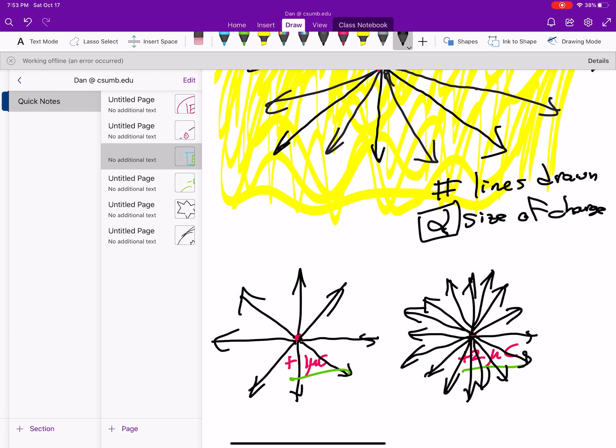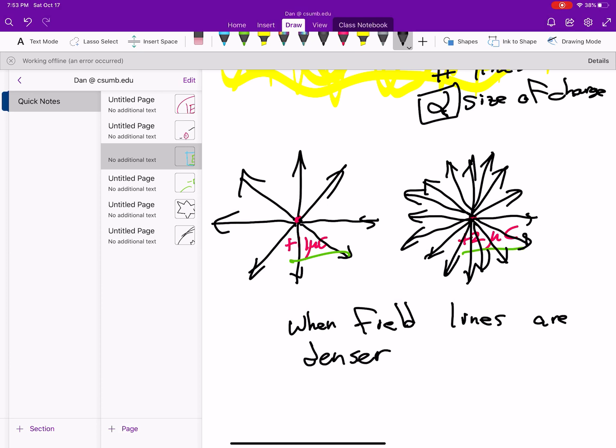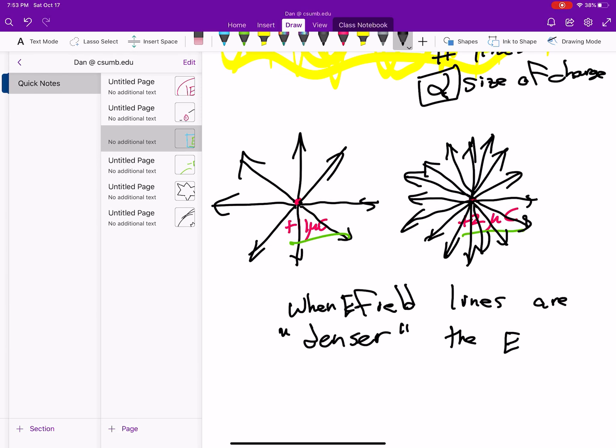And the way we can think about field lines is that when they're denser, the electric field is stronger. What do I mean by denser? Well, when there's more of them packed into an area of space, that means the electric field is more intense or stronger. I should say when the E field lines are denser, the E field is stronger. E field means electric field. It's a shorthand way to write it.